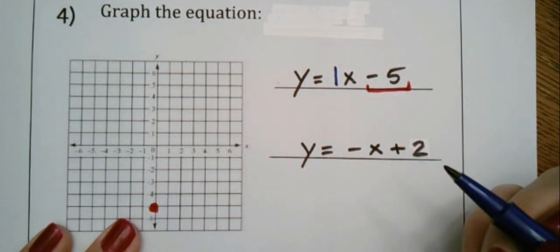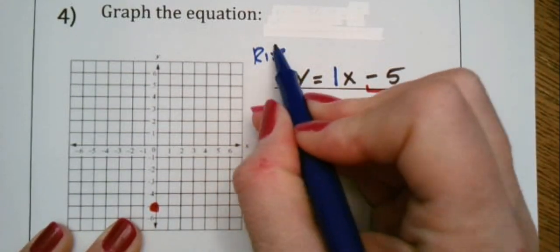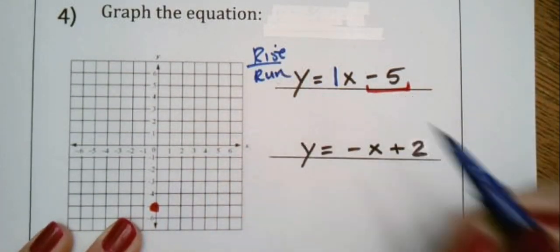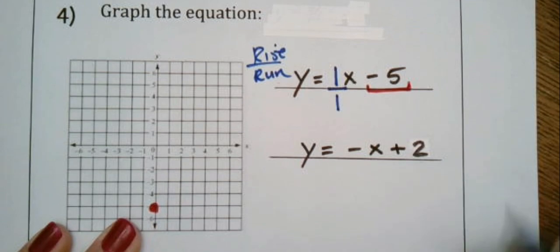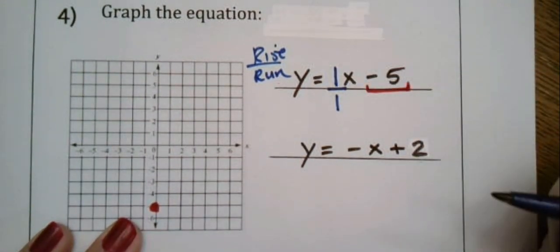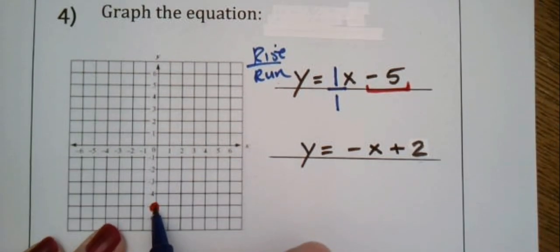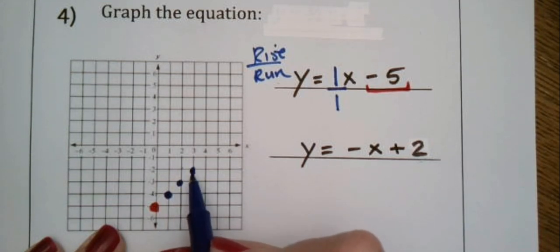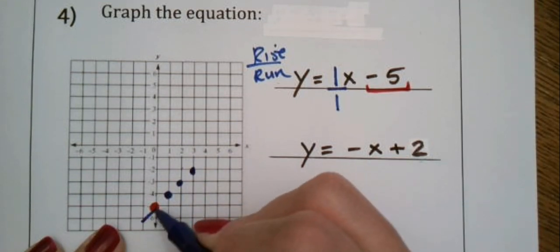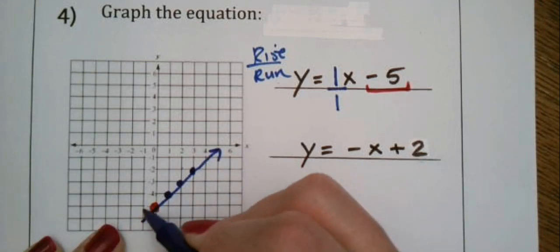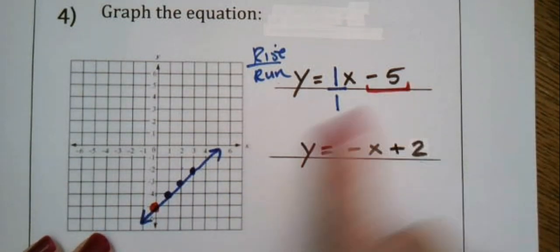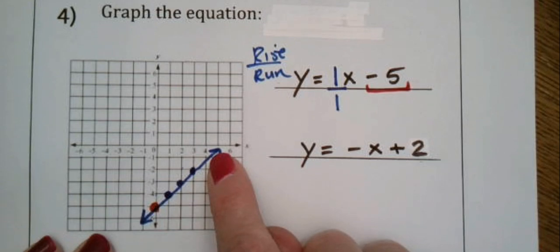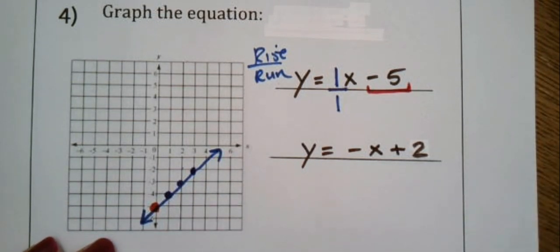Now remember, slope is a ratio of rise to run. It's a fraction. So if I write this as a fraction, 1 over 1, now I have a rise and I also have a run. So I'm going to start back at this point that I plotted at -5, and I'm going to rise up 1 and run 1 to the right to make it positive. Up 1, right 1, up 1, right 1. I can continue doing that as long as I want to. And when I connect the points, I will have the linear equation that has a y-intercept of -5 and a slope of 1. Let's try the next one.